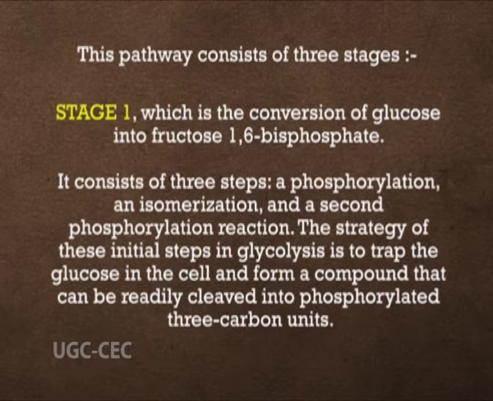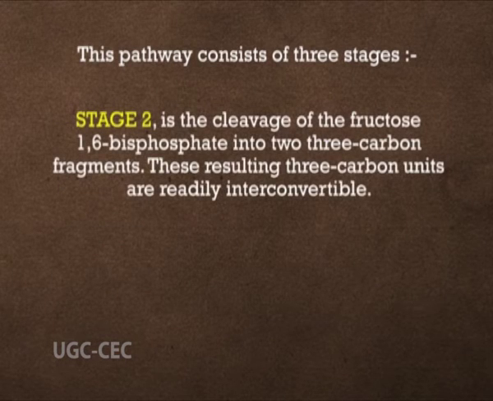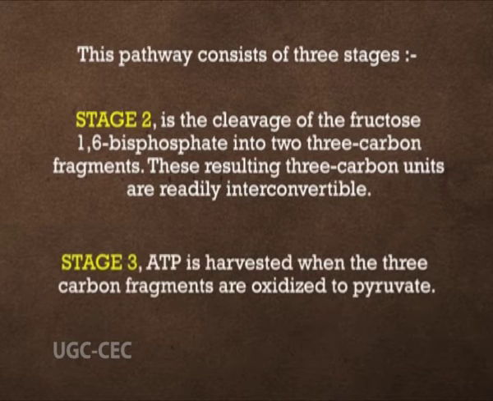The strategy of these initial steps in glycolysis is to trap the glucose in the cell and form a compound that can be readily cleaved into phosphorylated 3-carbon units. Stage 2 is the cleavage of the fructose 1,6-biphosphate into two 3-carbon fragments. These resulting 3-carbon units are readily interconvertible. In stage 3, ATP is harvested when the 3-carbon fragments are oxidized to pyruvate.